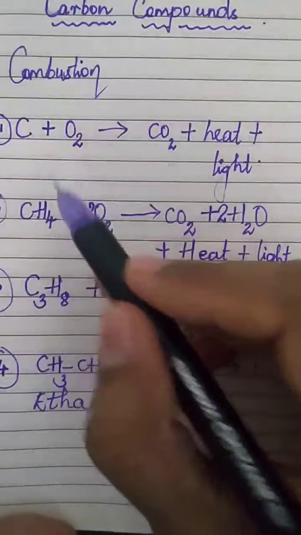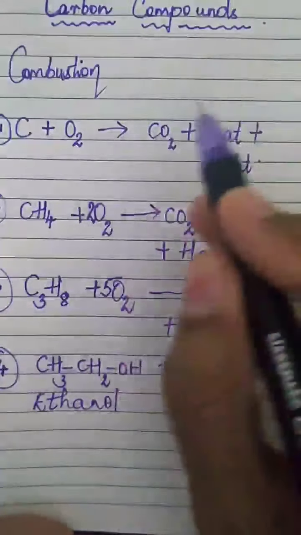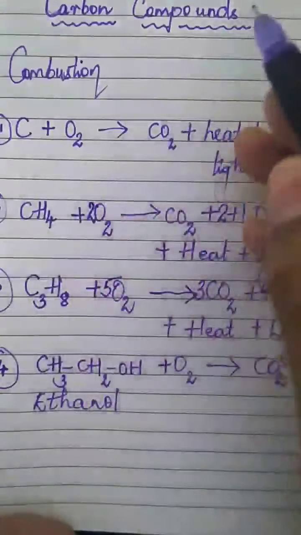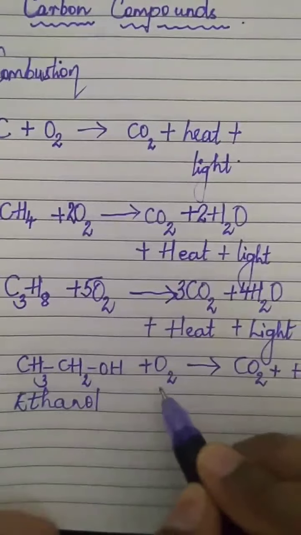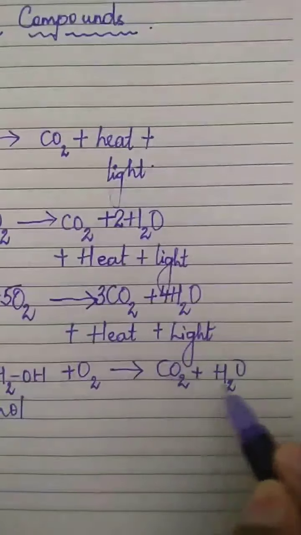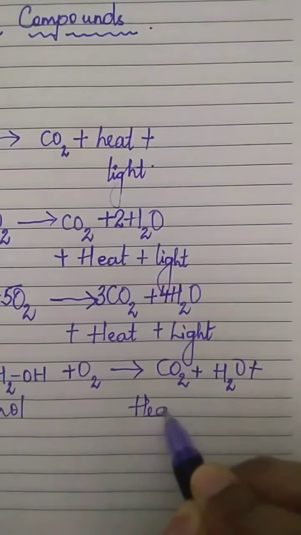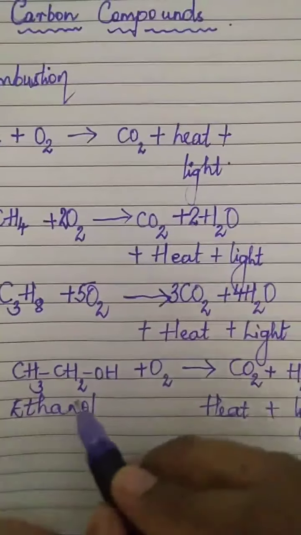If you continue heating, that is another case that we will discuss later, in your higher classes. For the time being, you just bother about these reactions. Ethanol plus oxygen on combustion gives carbon dioxide, water plus a lot of heat and light. Balance the equation here.